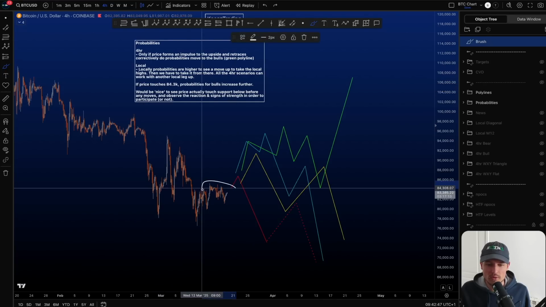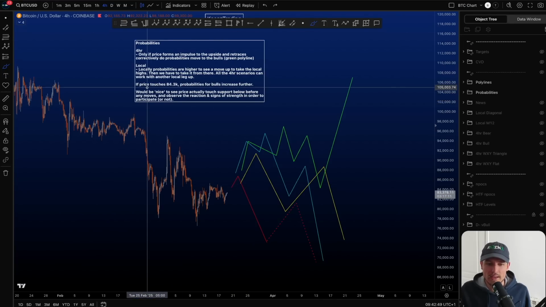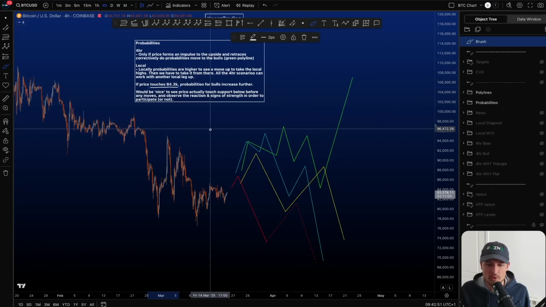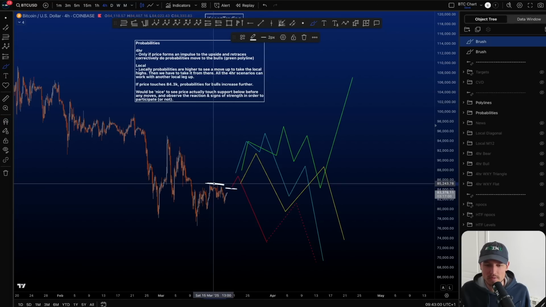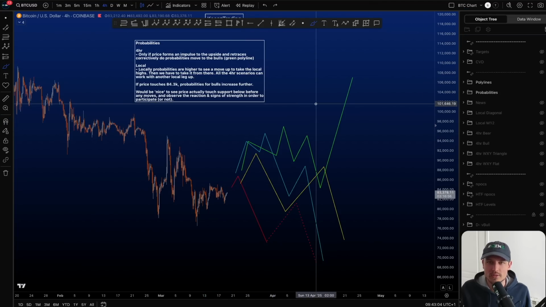If price locally, for a bit more confidence, can touch 84.3K, the probabilities for the bulls increase further locally. Meaning touch 84.3K, and probabilities significantly increase further for price to take out the double top and then for price to hit some of the resistance levels that I'll show in a second.